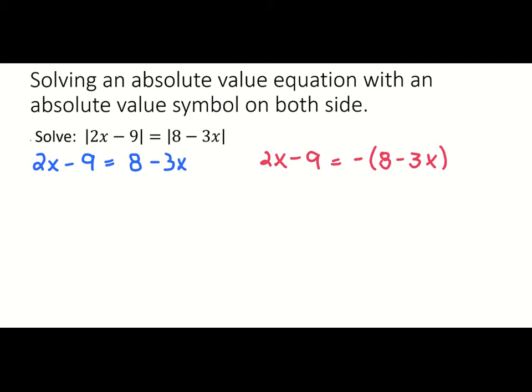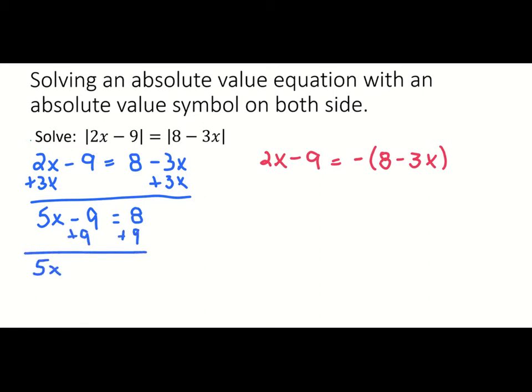All right, so to solve the first one, let's combine our x's. So I'm going to add 3x to both sides. And I'll end up with 5x minus 9 equals 8. Add 9 to both sides. So I get 5x equals 17, divided by 5. So x is going to equal 17 fifths.